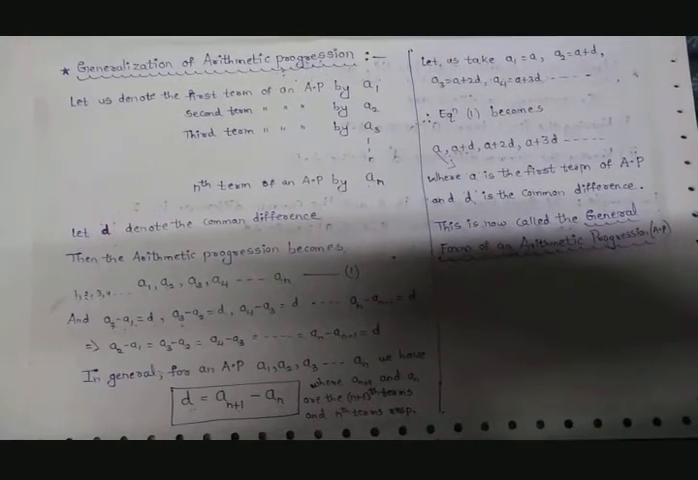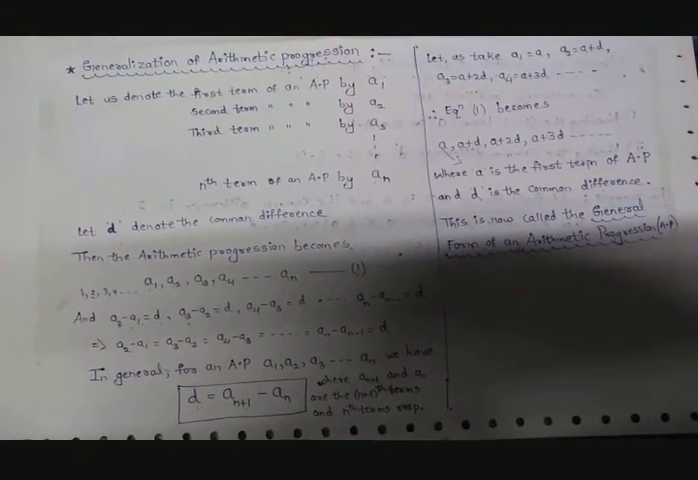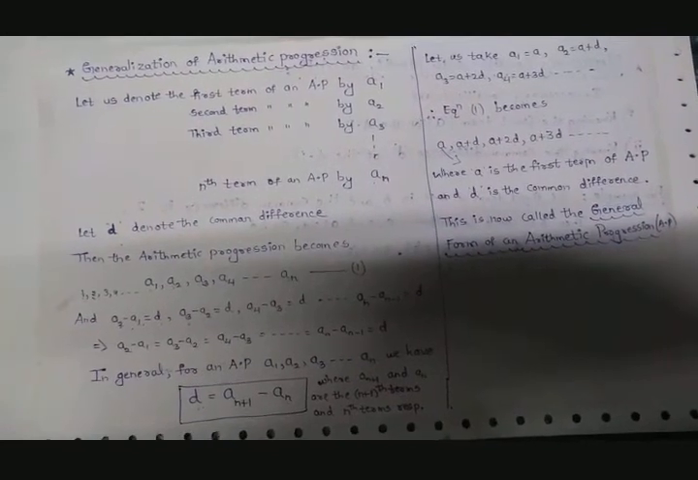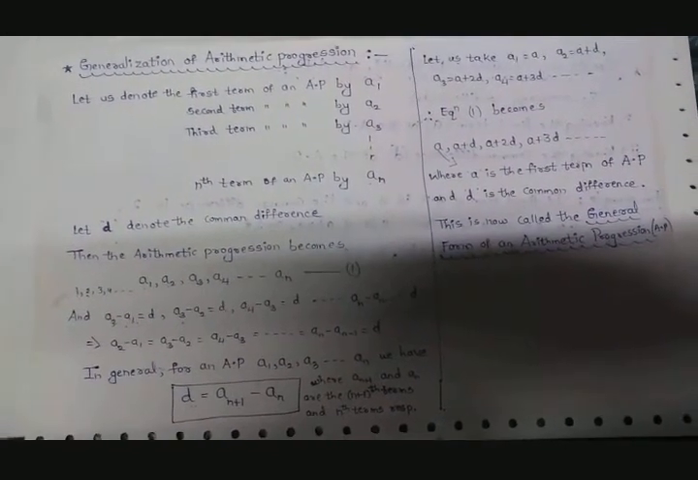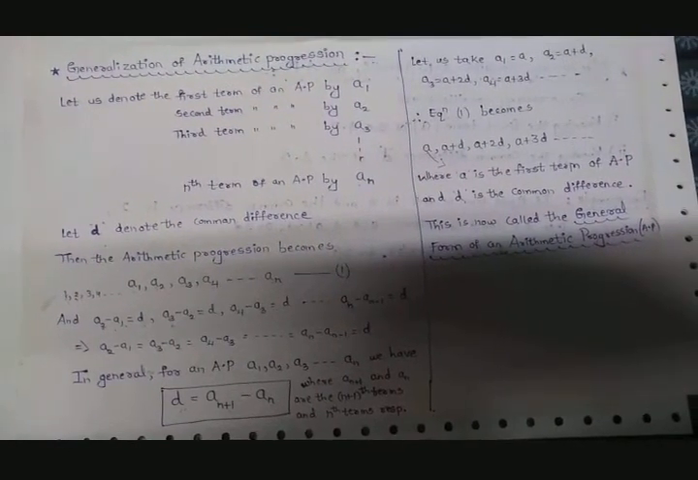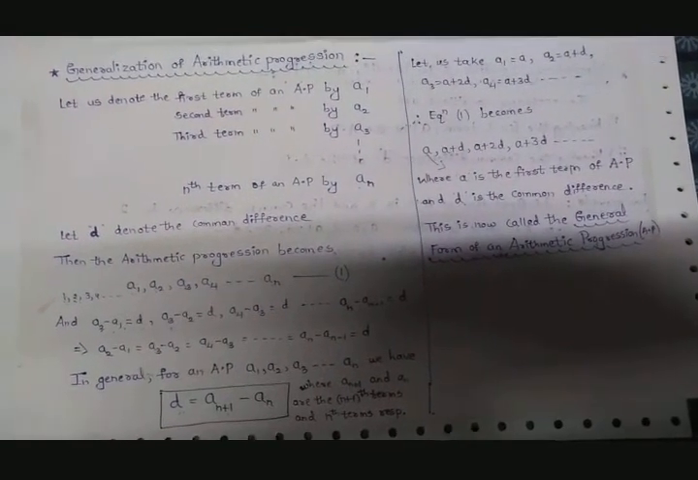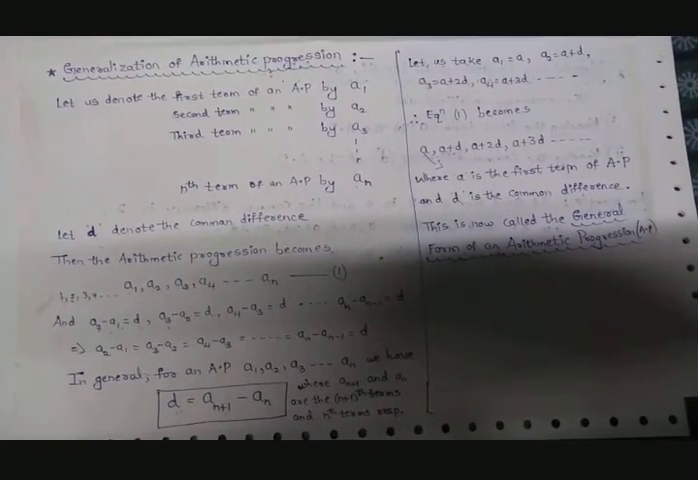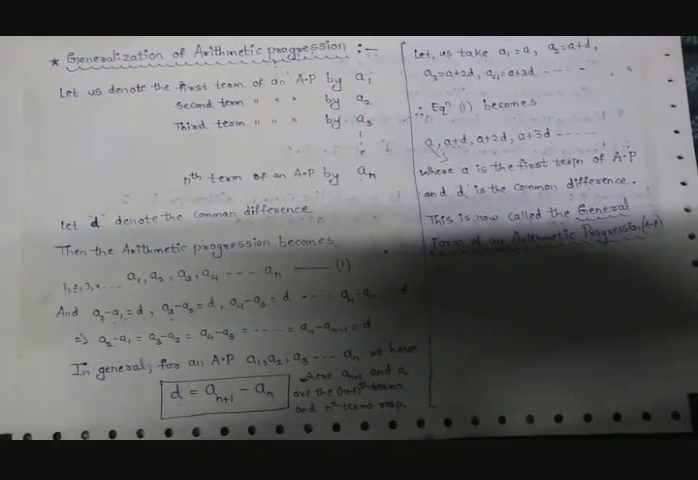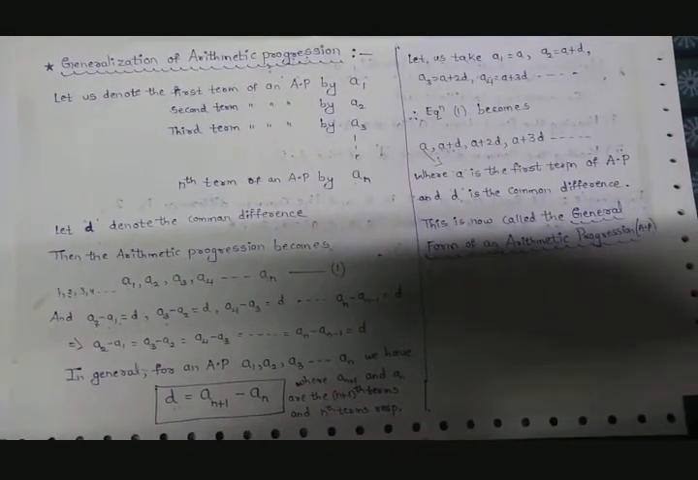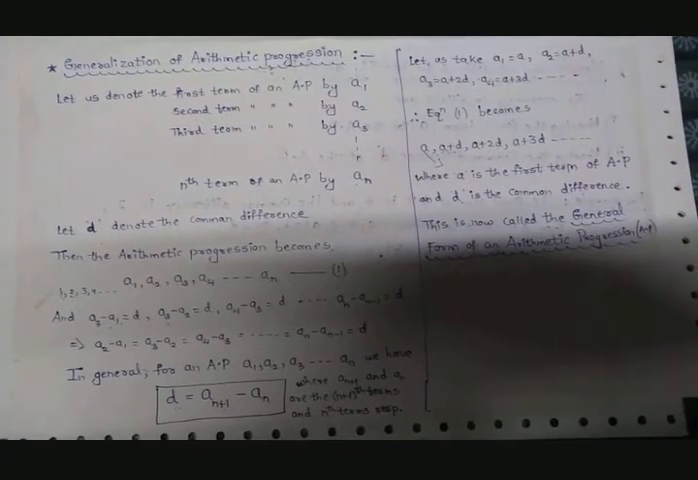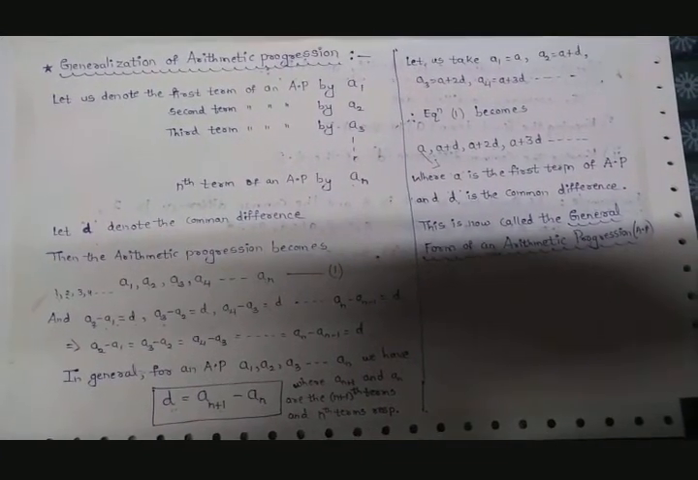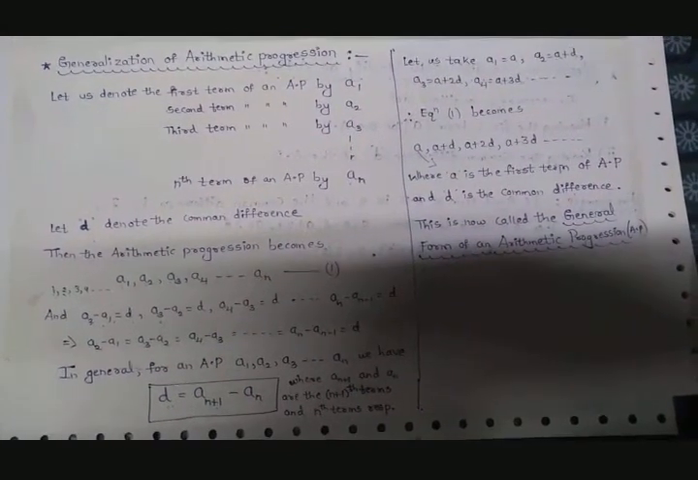So in the form 1, that is in the equation 1, we are not able to denote the common difference, which is also an integral part of the arithmetic progression. That is why we generalize it by taking a1 equals a, a2 equals a plus d, a3 equals a plus 2d, a4 equals a plus 3d, and so on. Then the equation 1 becomes a, a plus d, a plus 2d, a plus 3d, and so on. Where a is the first term of the AP and d is the common difference. So this is now called the generalized form of an arithmetic progression.